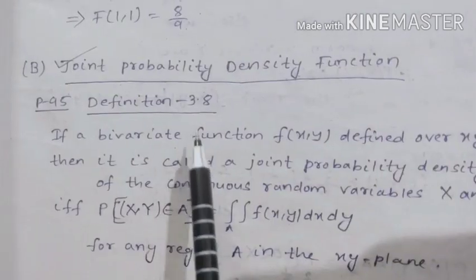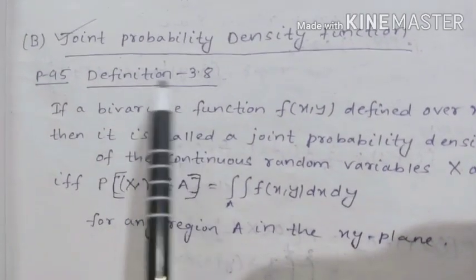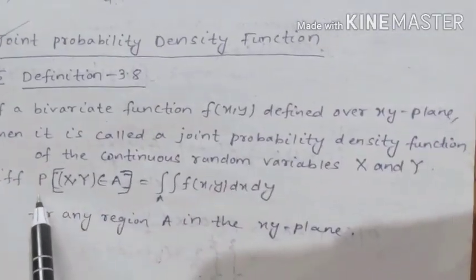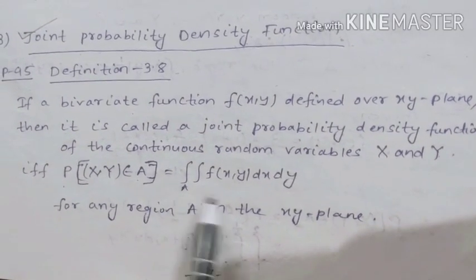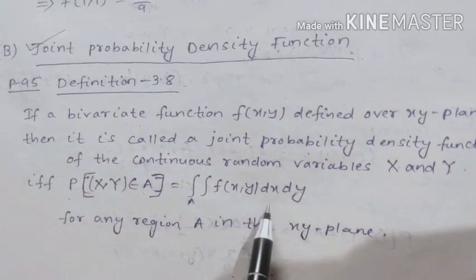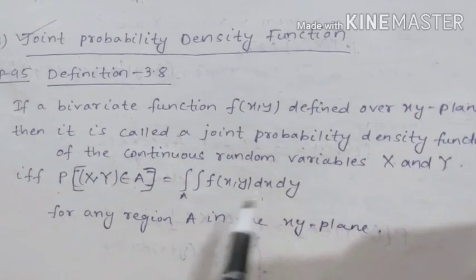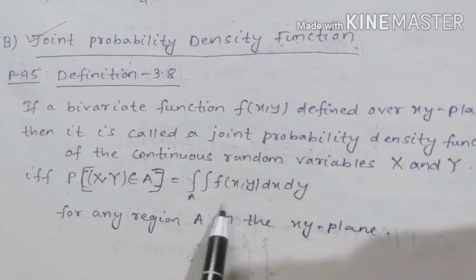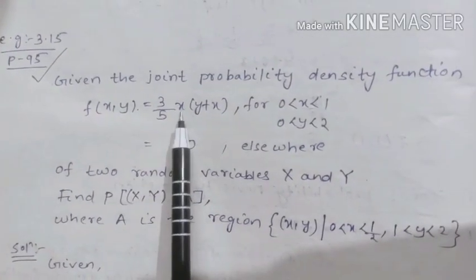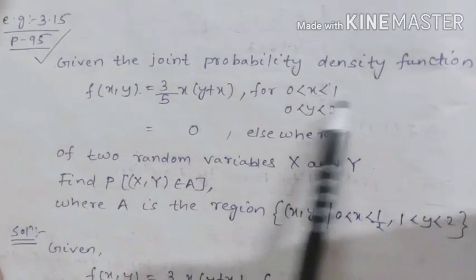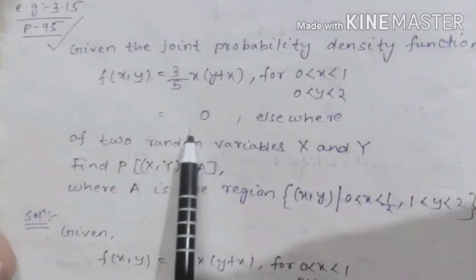Continuous case. For the continuous case, the joint probability density function: P of (x, y) belongs to A means we have to take the integration. For discrete, the summation is taken, but for continuous, the integration is taken. f of x, y equals 3 by 5 times x times (y plus x), where x lies between 0 and 1 and y lies between 0 and 2, and equals 0 otherwise.